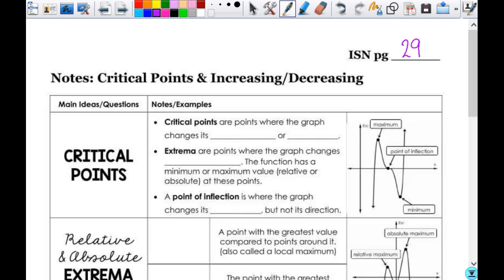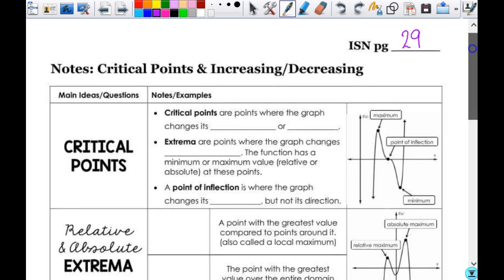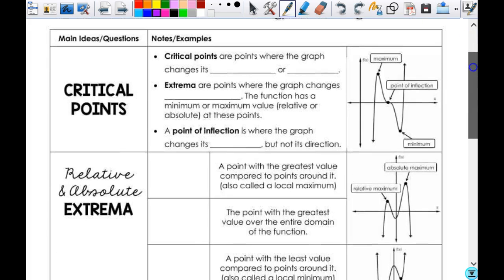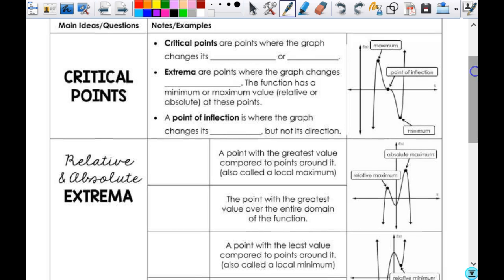All right, this is going on page 29 when we are done. And like I was saying, some of this is a review, some of it may not be for you, but none of it is crazy difficult right now. All right, so we have some critical points. Critical points are where the graph changes direction or shape. Okay, where it changes its direction or shape.